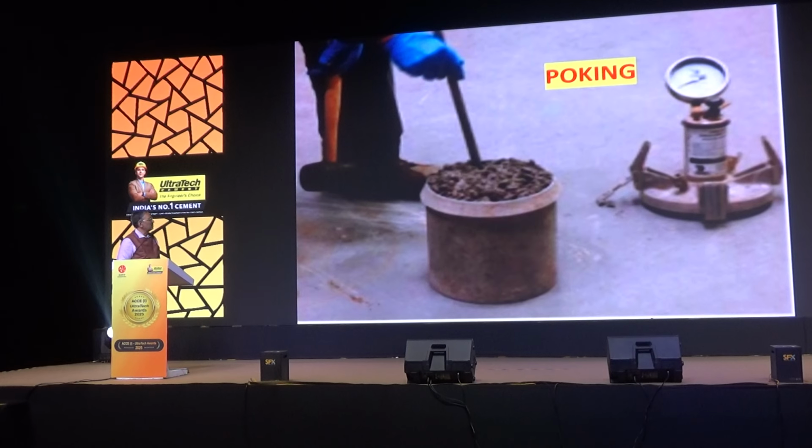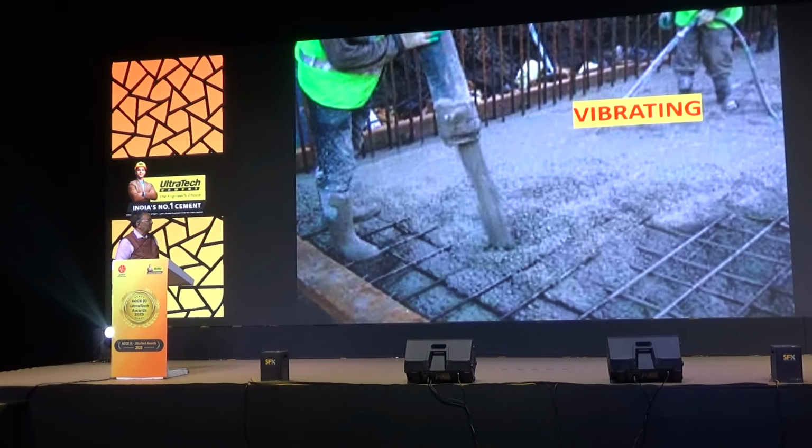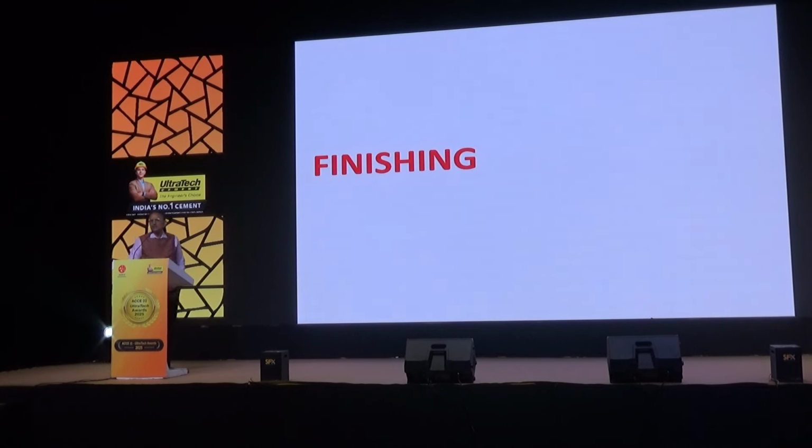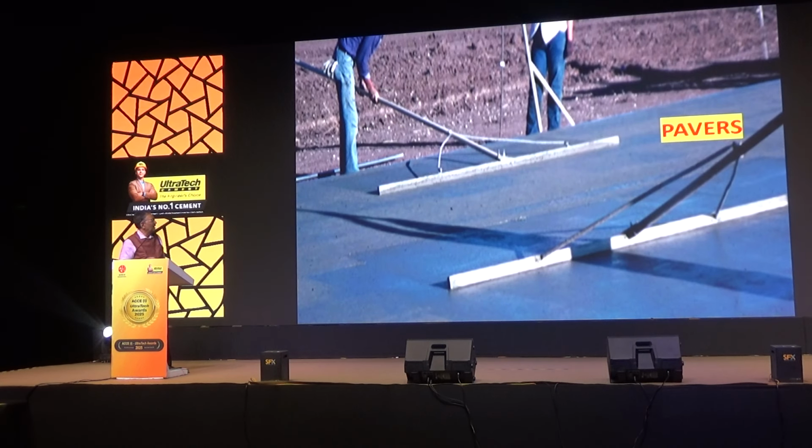Next is the compaction: poking, compaction by ramming and tamping, and then vibrating. The main important thing, compaction for the slabs, the pan vibrator or the placer, the tamper is very important for slabs, which is not being used generally. So we have to insist on a pan vibrator or plate vibrator for the slabs. Next is the finishing, manual trowel and power trowel, and then pavers.